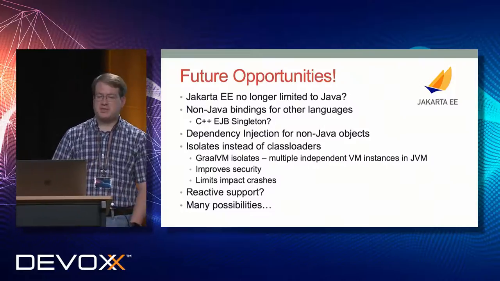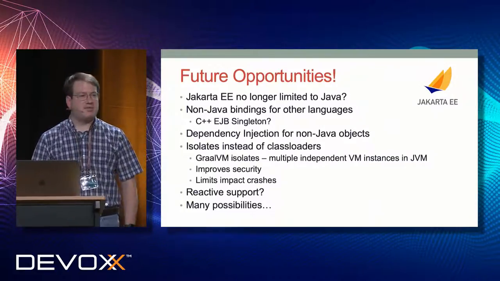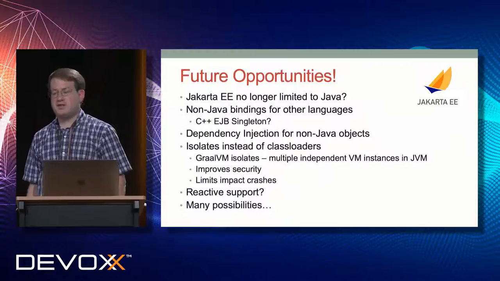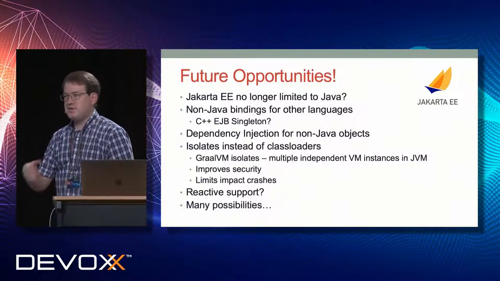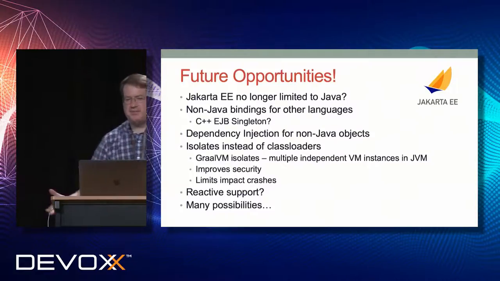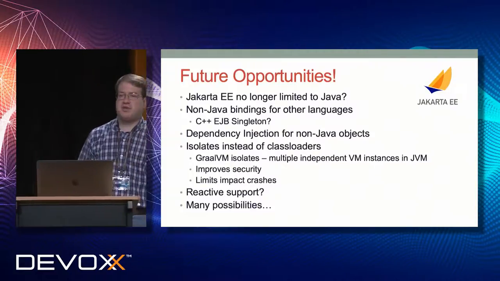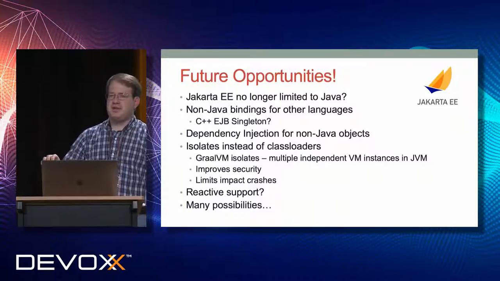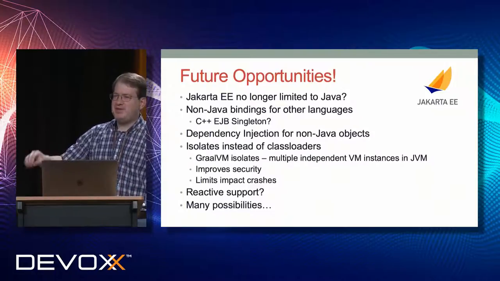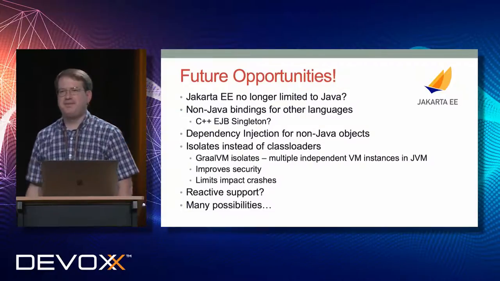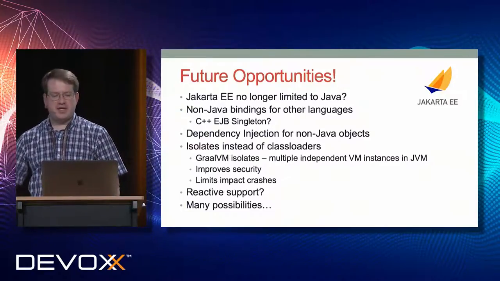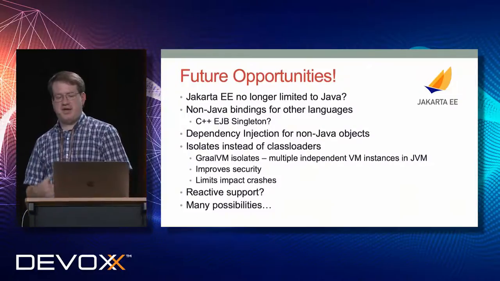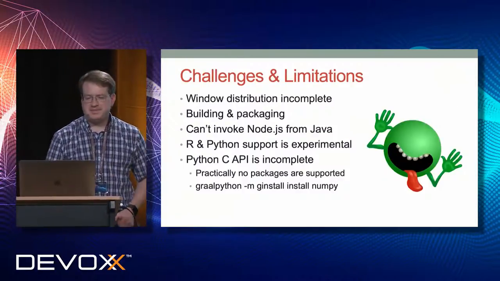Also, reactive support. JavaScript has really good support for reactive APIs. You've got the Mongo database driver, which is reactive, which is available to JavaScript. It isn't quite there yet on the Java side. So if you want a reactive driver for MongoDB, you can now use that from Java. You don't have to wait for it to be ported to Java. You can use it today, right? So it gives you APIs and libraries that you didn't have access to before. There are many possibilities going forward in terms of how the technologies can be used.